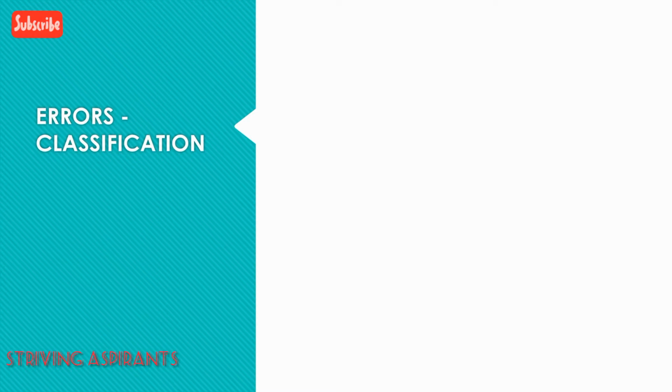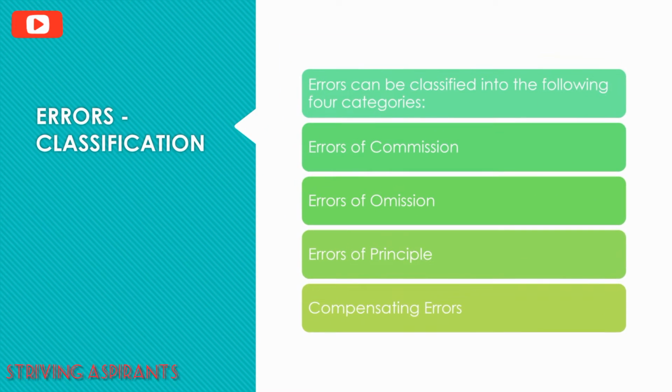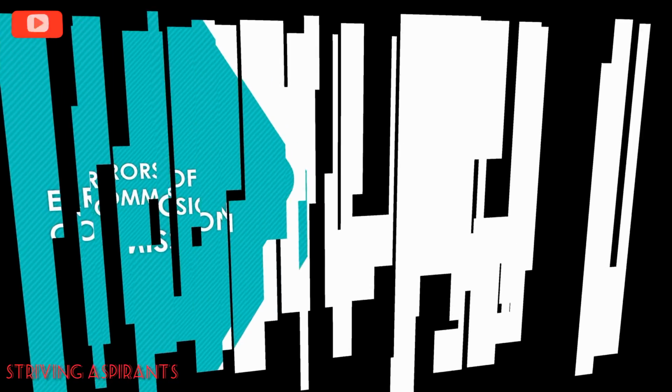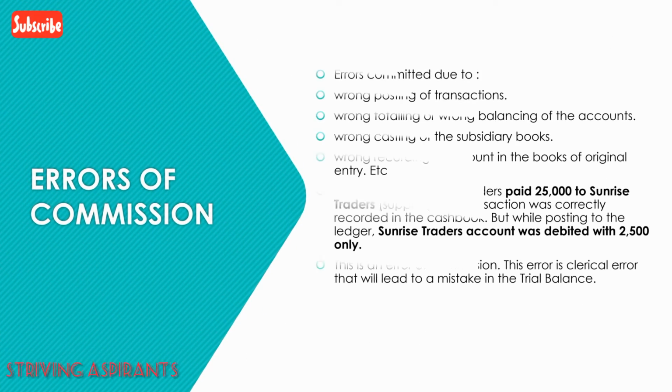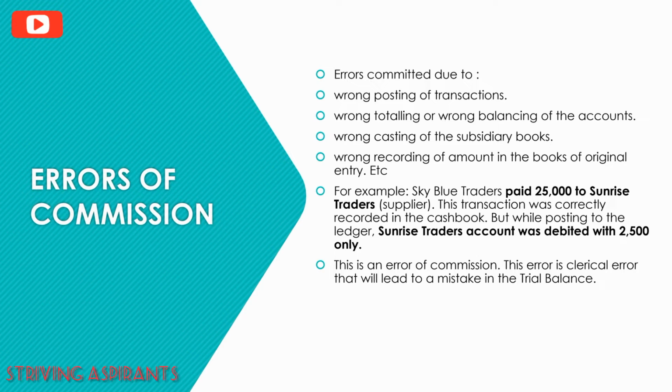Now let us check the common classification of errors. This can be classified into 4 categories: errors of commission, errors of omission, errors of principle, and compensating errors. First one is errors of commission. These errors happen due to wrong posting of transactions, wrong totaling or wrong balancing of accounts, wrong casting or posting of the subsidiary books, or wrong recording of amount in the books of original entry or the journal entry.